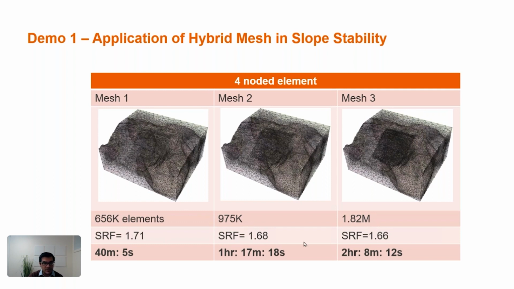The factor of safety is reducing slightly. It's still slightly different from 1.61, the accurate solution, but the computational time is going up significantly. Even with 1.82 million elements, it's a very dense mesh, which takes a lot of time, and I'm still not getting the same result as we had with the hybrid.